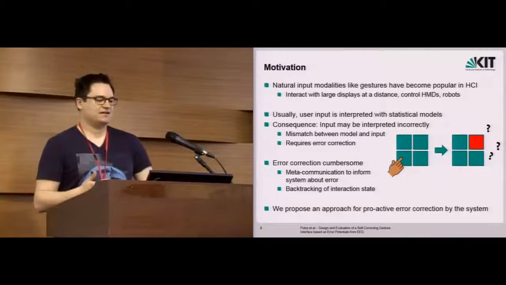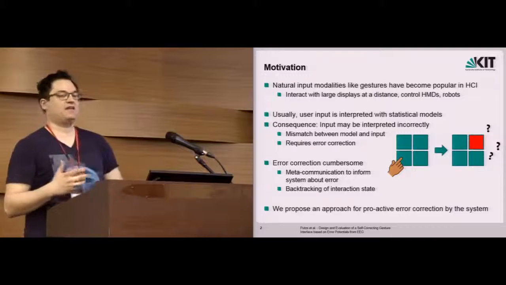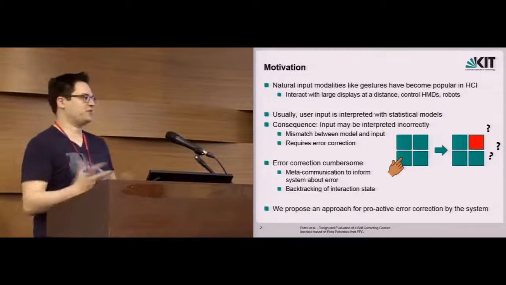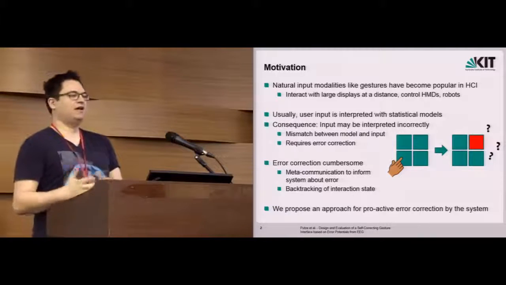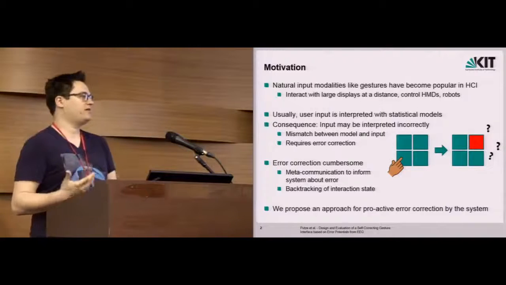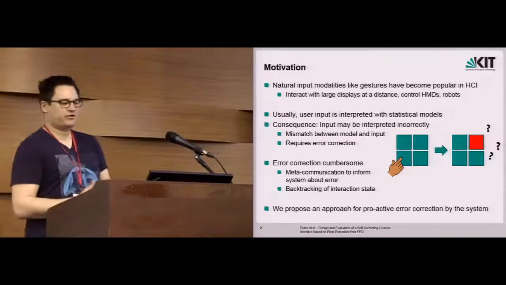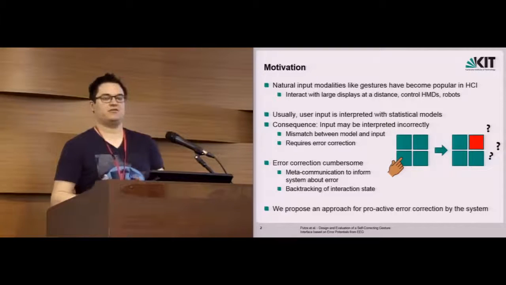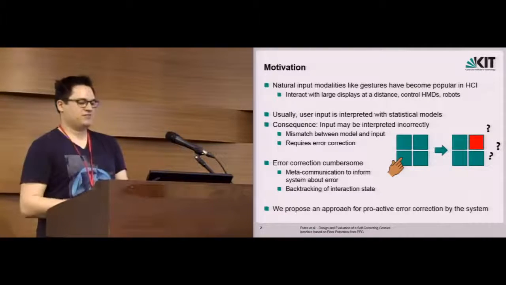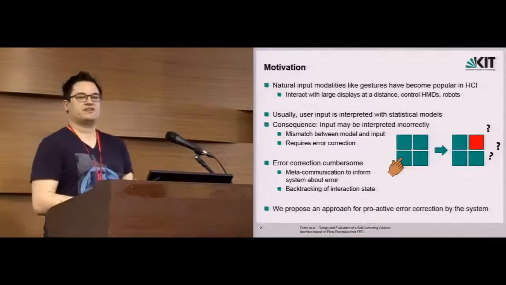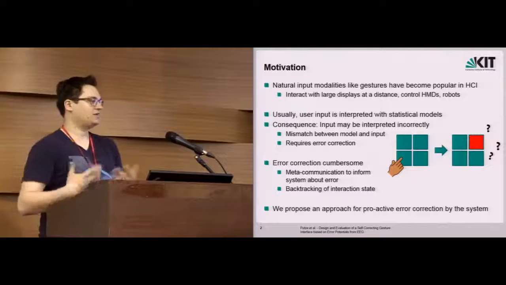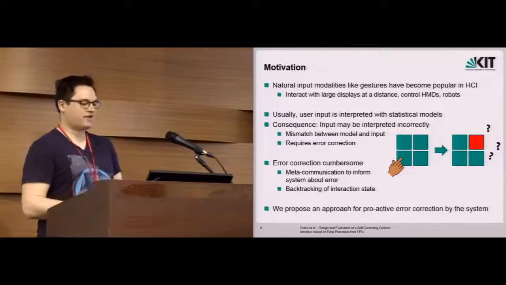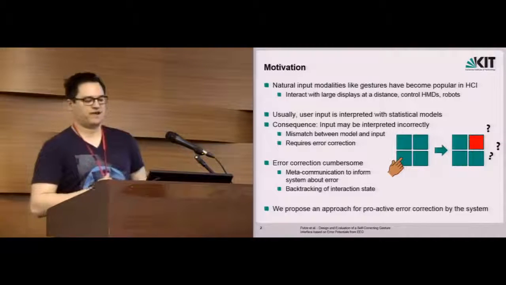And the consequence of that is that sometimes this input may be interpreted incorrectly, for example, because there's a mismatch between the classification model and the user's input. And those misinterpretations require some kind of error correction. As we all know, this error correction can sometimes be quite cumbersome because we have to engage in meta-communication to inform the system about this error and then backtrack the interaction state to input what we actually wanted to say to the system. In this work, we propose an approach for proactive error correction supported by the system.